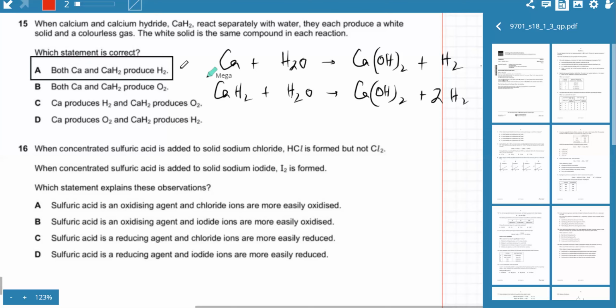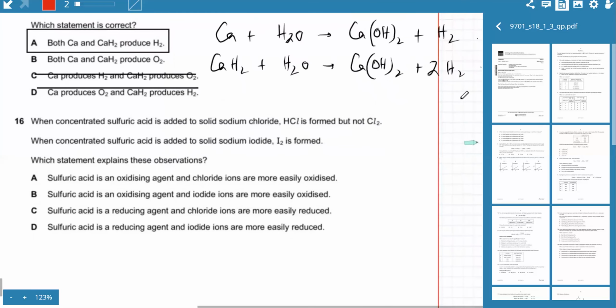The second one is definitely wrong, there's no oxygen gas. Ca produces H2 and CaH2 produces O2. That's also incorrect. So my guess is both of them are producing H2 gas. If the white solid is the same one, the oxygen gets used up over here, and you'll be left with spare hydrogen. That's what you're going to get if CaH2 is going to react.